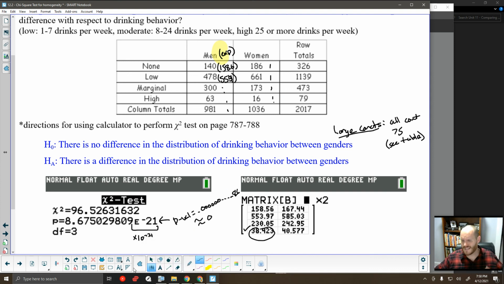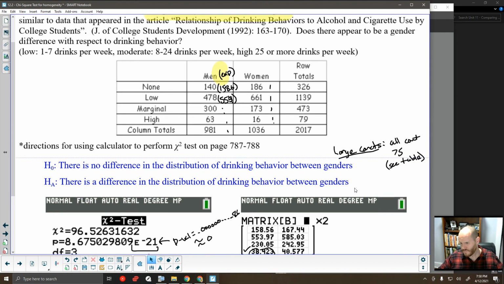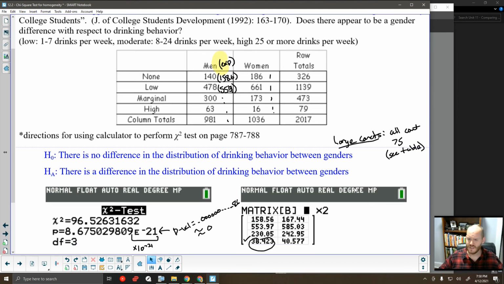So that's a common thing that the AP exam will do, is give you a p-value that's essentially 0, so that at any reasonable significance level, I'm going to find these results to be statistically significant. So because my p-value is less than alpha, my results are statistically significant. We have sufficient evidence, or we're going to reject the null hypothesis, and we have sufficient evidence to suggest that there is a difference in the distribution of drinking behavior between genders of college-age students. So that's using the calculator.